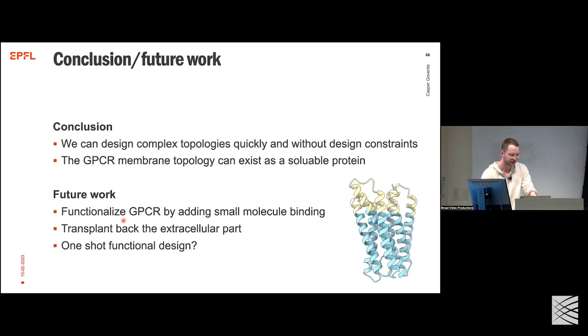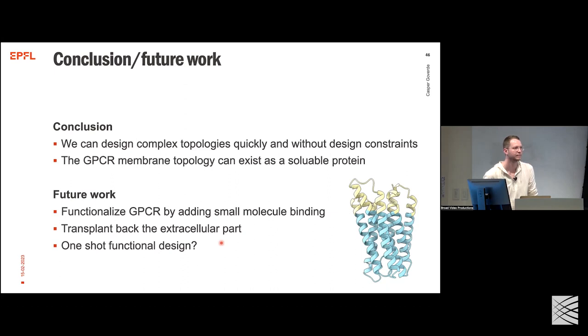What we also can do is we can transplant back part of the extracellular domain. And this can be very useful for the pharmaceutical industry because they're very interested in antibody therapies and especially antibodies that target specific GPCRs. At the moment, it's really difficult to get these GPCRs expressed in high enough concentrations and get them out of the membrane to do your experiments on.